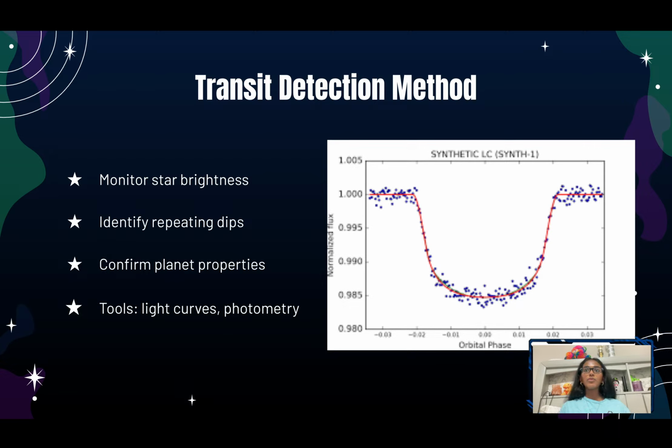So, by being able to see the impact that the planet has in a specific light curve based on the star, you can really try and figure out a lot of details about that planet. And the main tool here is pretty much this light curve, which is basically a graph of brightness versus time. So the x-axis is going to be your time. The y-axis is going to be your normalized flux, which is the brightness, and the bottom is going to be your time.